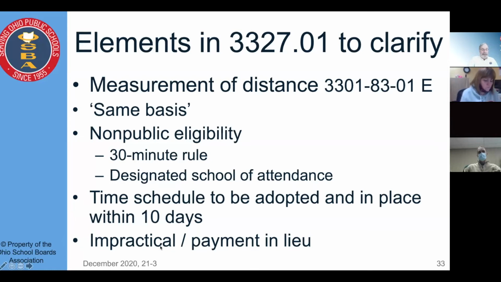And now we're going to talk just a little bit about impractical and payment in lieu of. This is a whole class in itself, and that comes up in the MTA cycle, not this year. But I'll talk just a very little bit about it. If you have more questions about that, I want you to reach out to me.